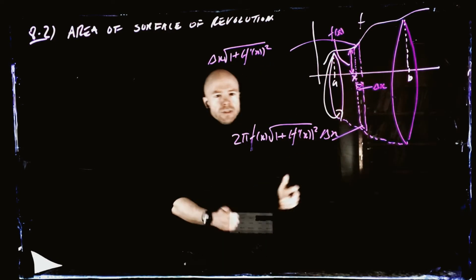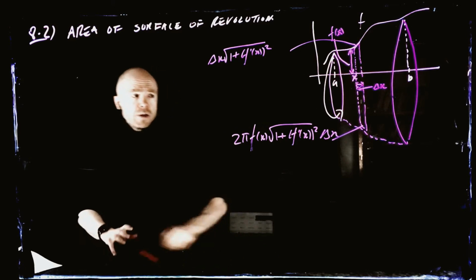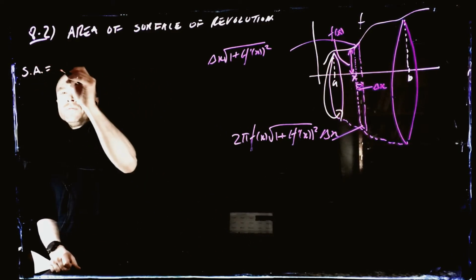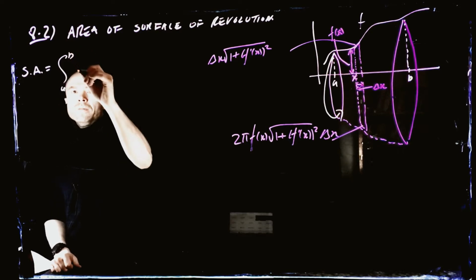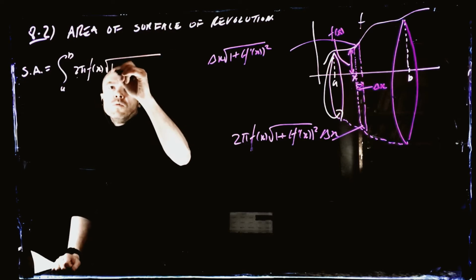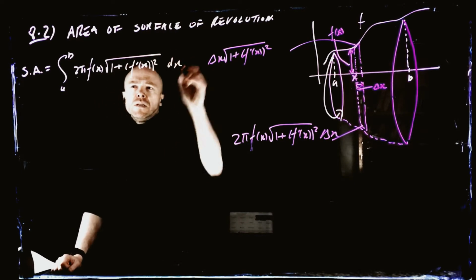And then we just add up all these strips and we end up with an integral, and it's the following. So surface area, which I'm going to abbreviate to SA, is the integral from a to b of 2 pi f of x, the square root of 1 plus f prime of x squared dx.